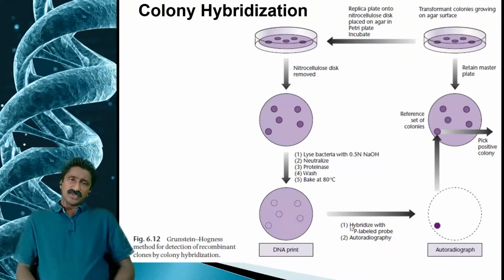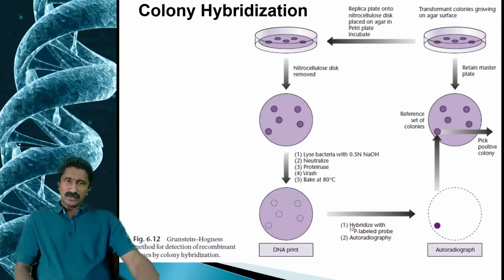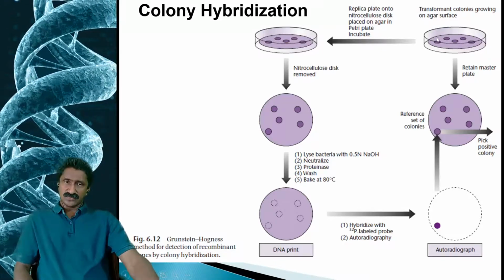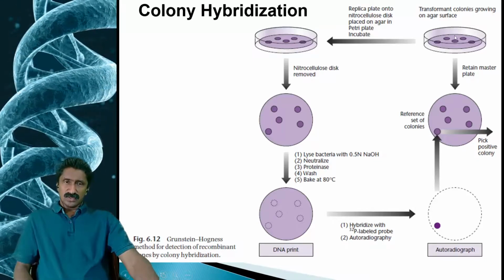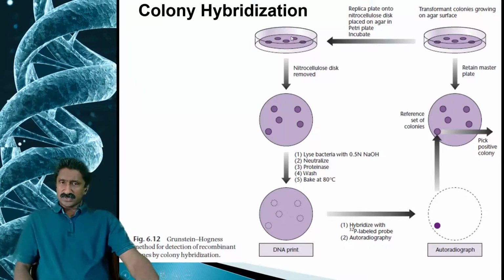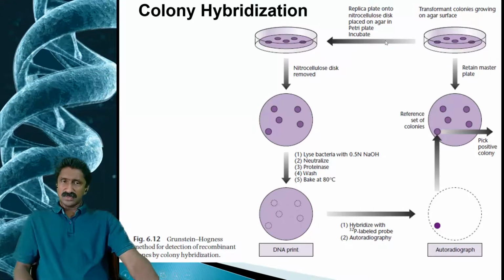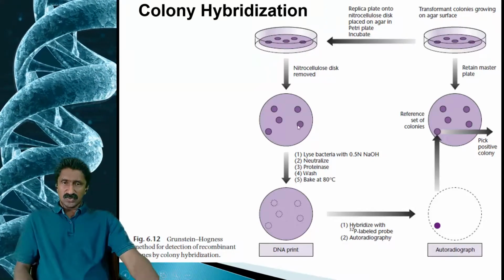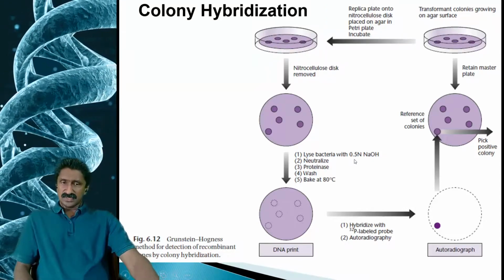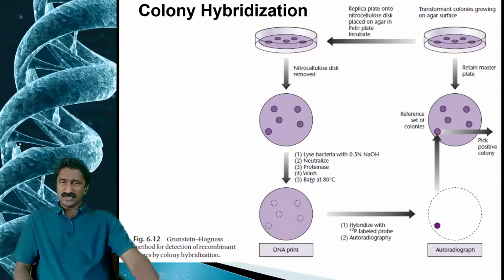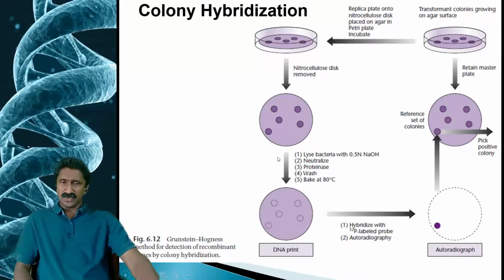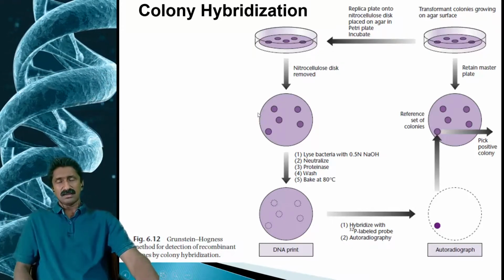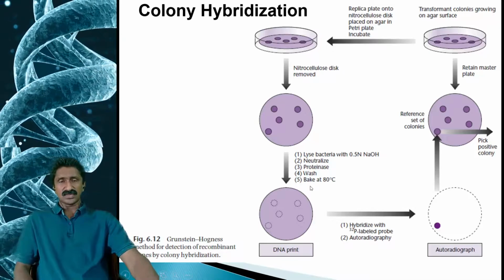The colony hybridization, as you know, here we have the original transformed colony growing on an agar plate. From this one, you can create a replica plate onto a nitrocellulose disc. Then that disc is removed, lysed with NaOH, neutralized, the protease is suppressed, and washed, so that the final result is that the DNA fingerprint of that particular colony, attached on this nitrocellulose membrane, will be created after this treatment.